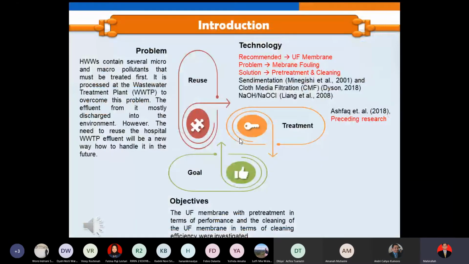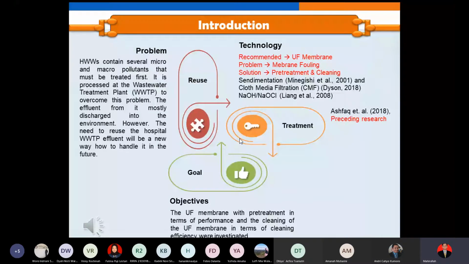Introduction. Hospital wastewaters contain several micro and macro pollutants that must be treated first. It is processed at the wastewater treatment plant to overcome this problem. The effluent from it is mostly discharged into the environment. However, the need to reuse the hospital wastewater treatment plant effluent will be a new way to handle it in the future. And then treatment.